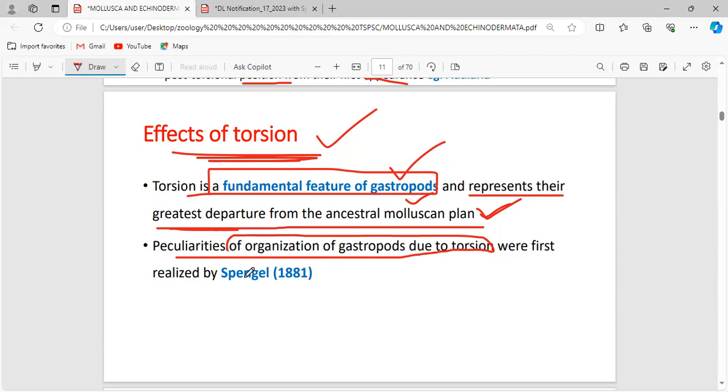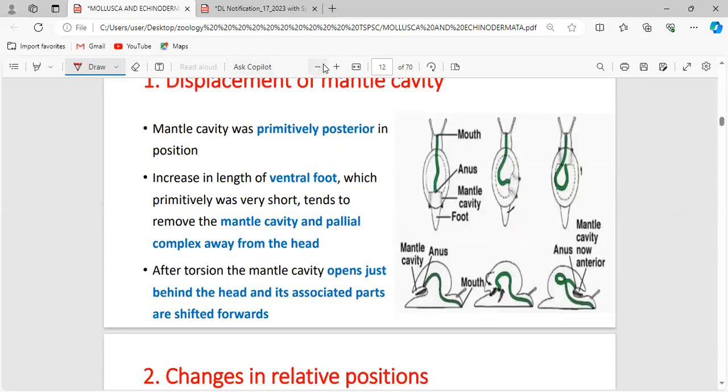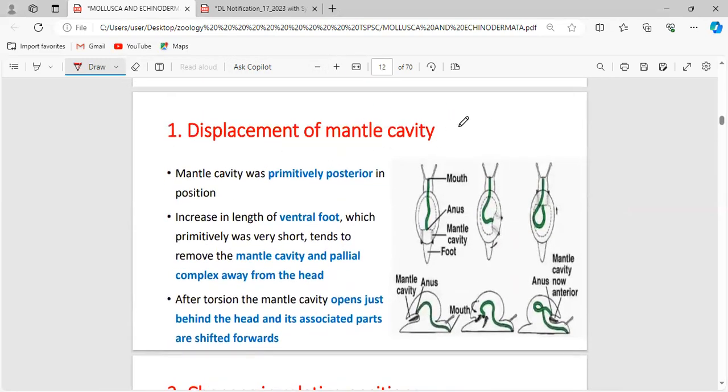It was first realized by Spengel, so this question can be asked. This process of torsion was identified by Spengel. Just have a note of it. Now we are going to see each process under torsion. First, a displacement of the mantle cavity.